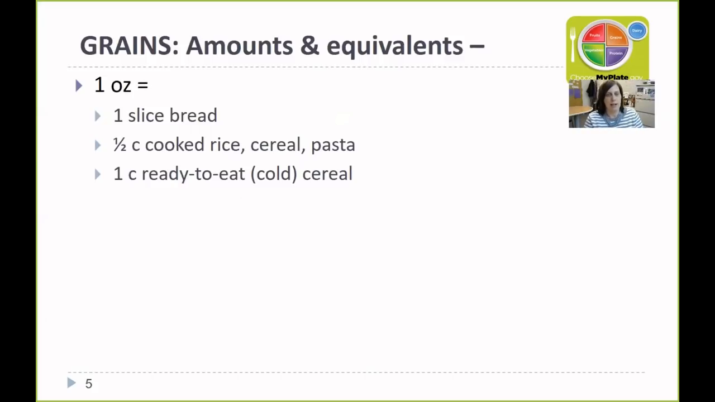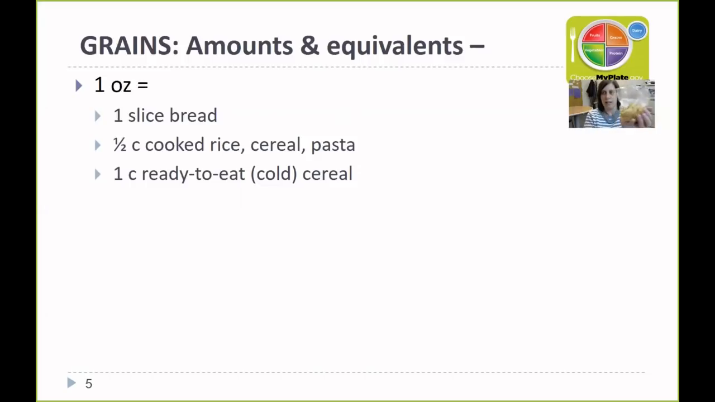So the next one is 1 cup of ready-to-eat cold cereal. Now, I recognize that different cereals have different weights, but for this class, just use the standard. Any kind of ready-to-eat cold cereal, 1 cup is a 1 ounce grain equivalent. I've got in my baggie here, and I'll bring it closer to the camera so you can see it's cornflakes. This is 1 cup of cornflakes, so this would be a 1 ounce equivalent. You can imagine this in a bowl, and it almost fits in my hand, which is about a cup.